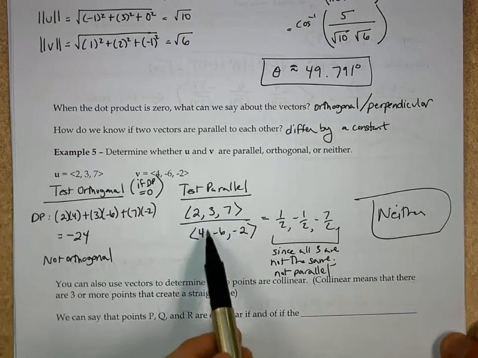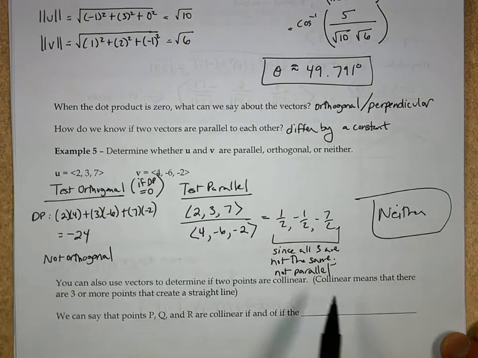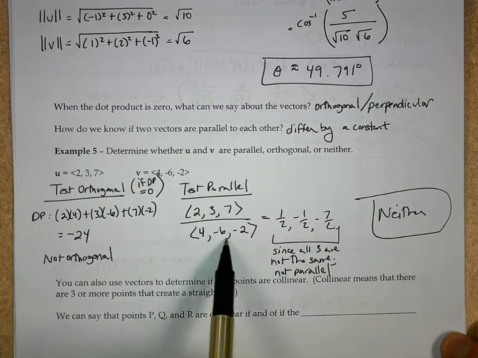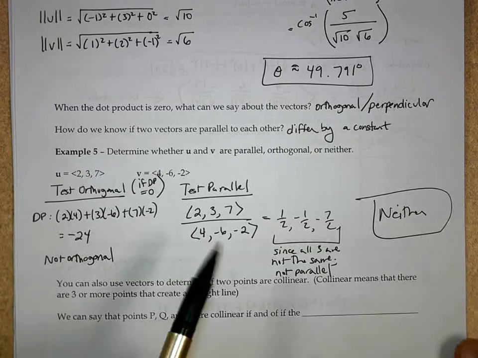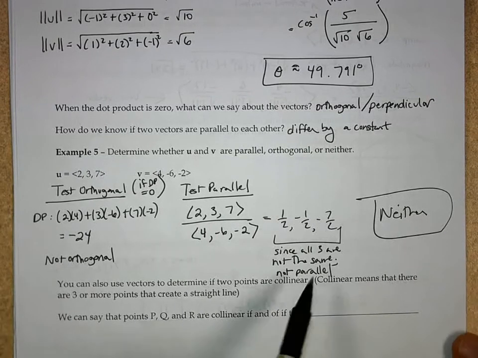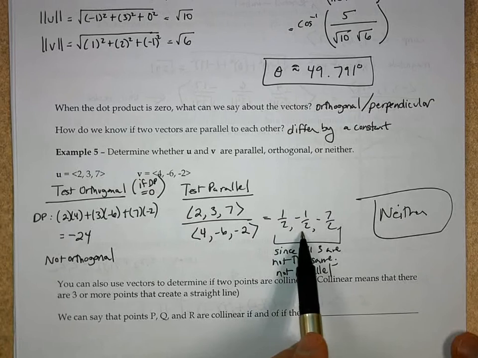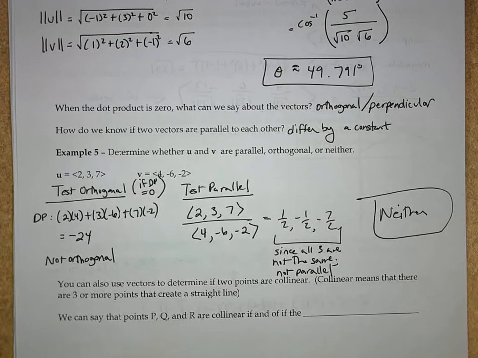We then do parallel, and we divide each of the components of the vector. So we divide the x components, divide the y components, divide the z components. And I can see if I divide my x's, my y's, and my z's, I get positive 1/2, negative 1/2, negative 7/2. Since all 3 of those are not identical, they are not parallel. I would need it to be 1/2, 1/2, 1/2, or negative 1/2, negative 1/2, negative 1/2. All 3 are different, so they're not parallel, so then I can see it's neither.